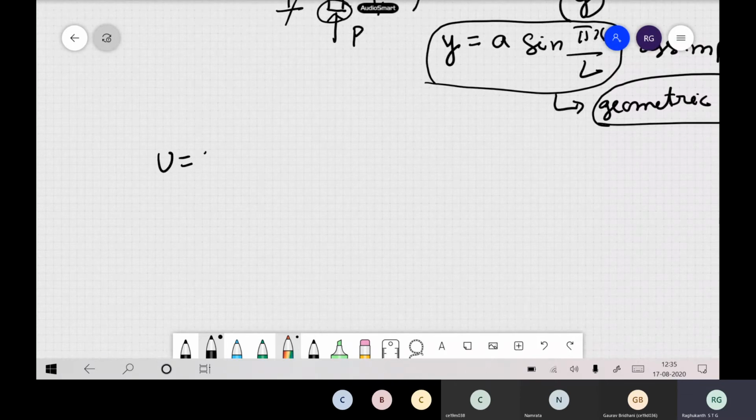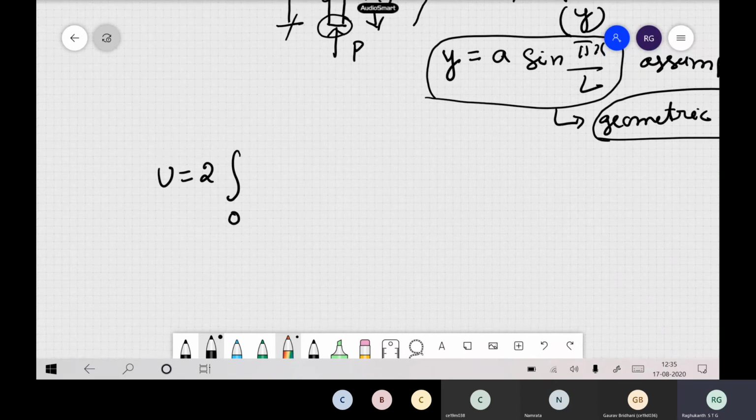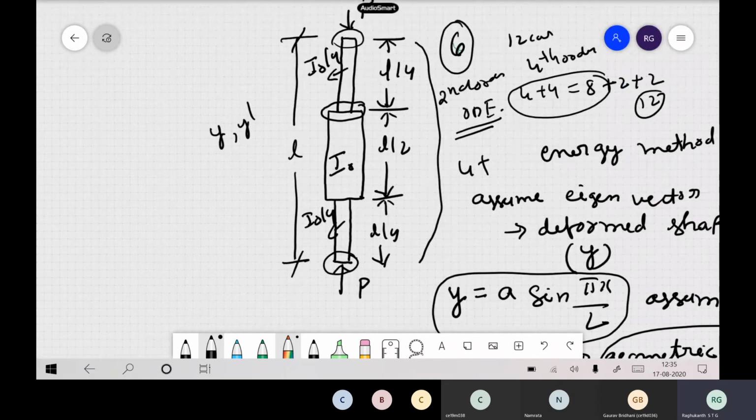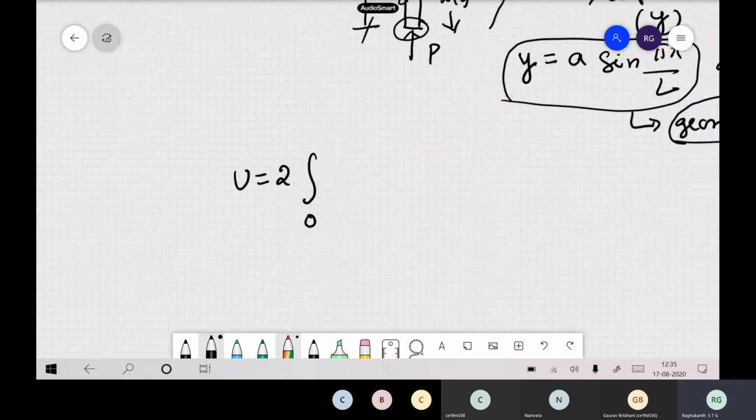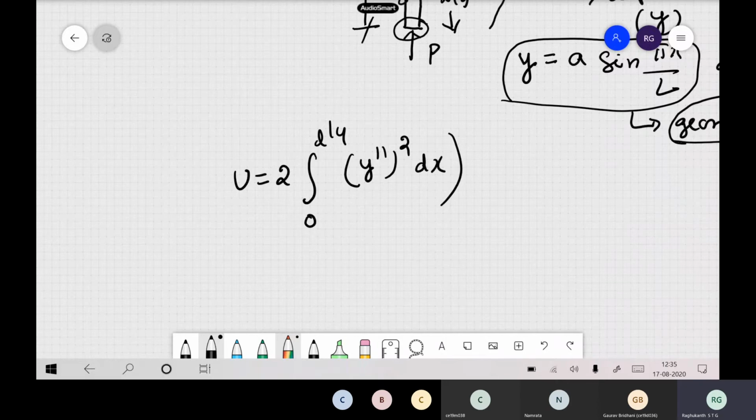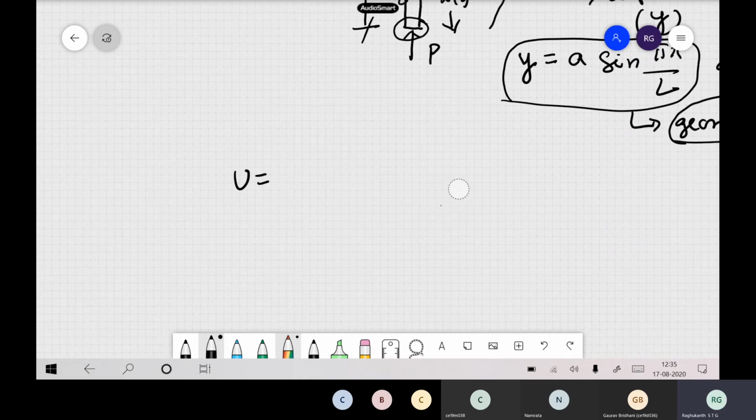Now for the strain energy, if you want to calculate it, you have to do it 3 times, for this one, then this one, then this one. The only thing is, this and this are both the same, the moment of inertia is different, so it becomes twice, and you have this member itself. So if you write your strain energy, I am writing 2 times, L by 4, EI, the y double dash whole square dx.